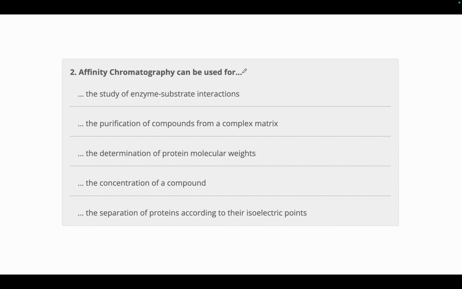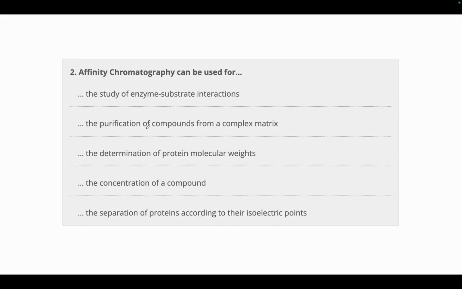Affinity chromatography can be used for dash, the study of enzyme substrate interactions. Possibly. I mean, you can have different affinity matrices with different substrates and you can see what kind of enzyme yield is there. But there are much more efficient ways to do the same experiment. So I would not go for this as the answer.